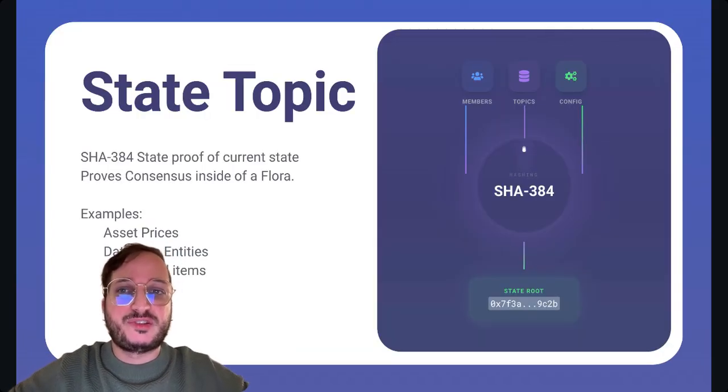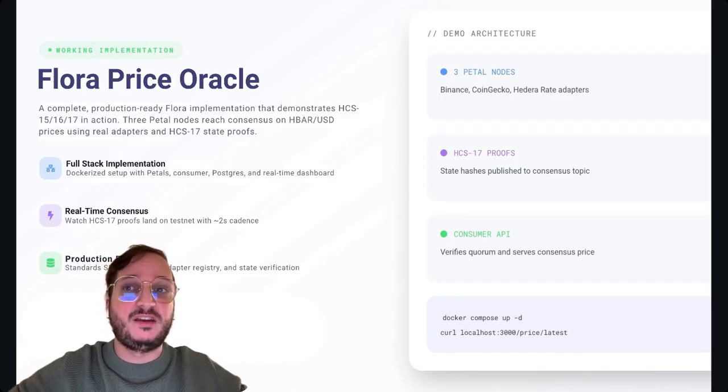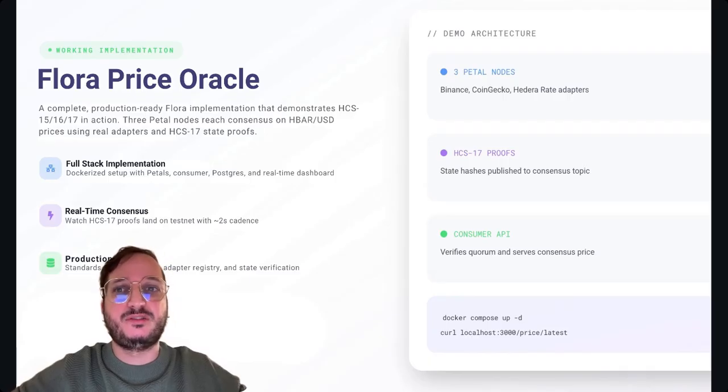We've actually built a more practical version, as I kept mentioning price over and over again, because we have this open sourced on GitHub. It is a Flora price oracle, and there are three adapters in this oracle. They go and pull down the price from Binance, CoinGecko, and the Hedera exchange rate API. And then they all agree on the current price and epoch. Once they all agree on that price, it goes in a state proof. And then you can hit an API that's powered by these three petal accounts, which has the current price.